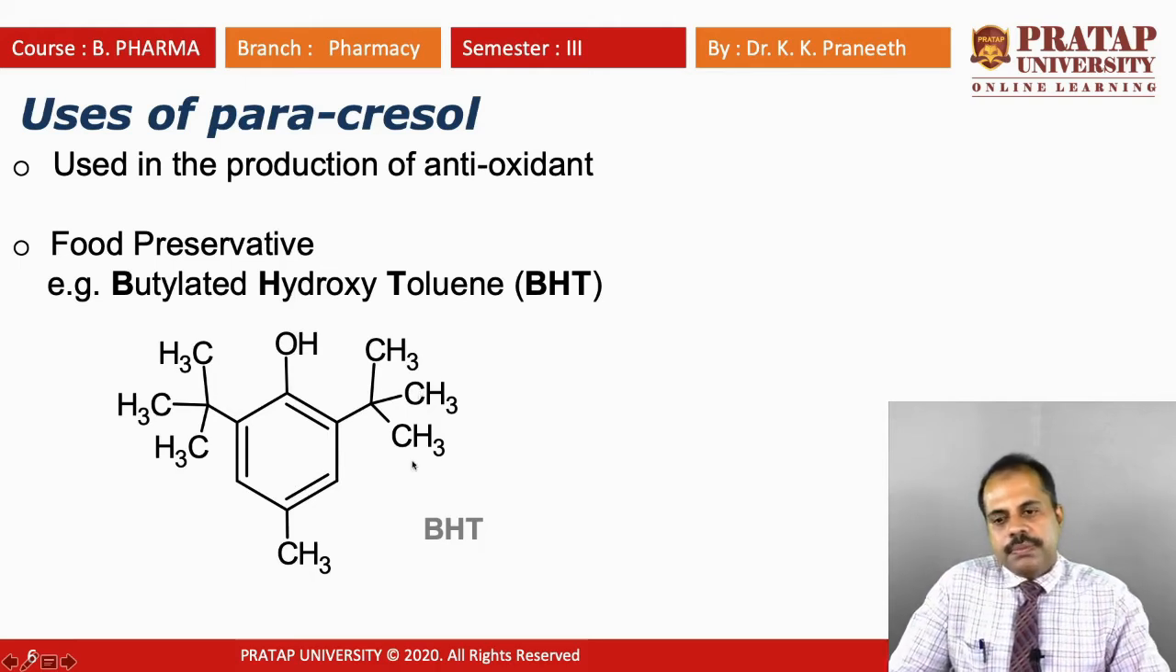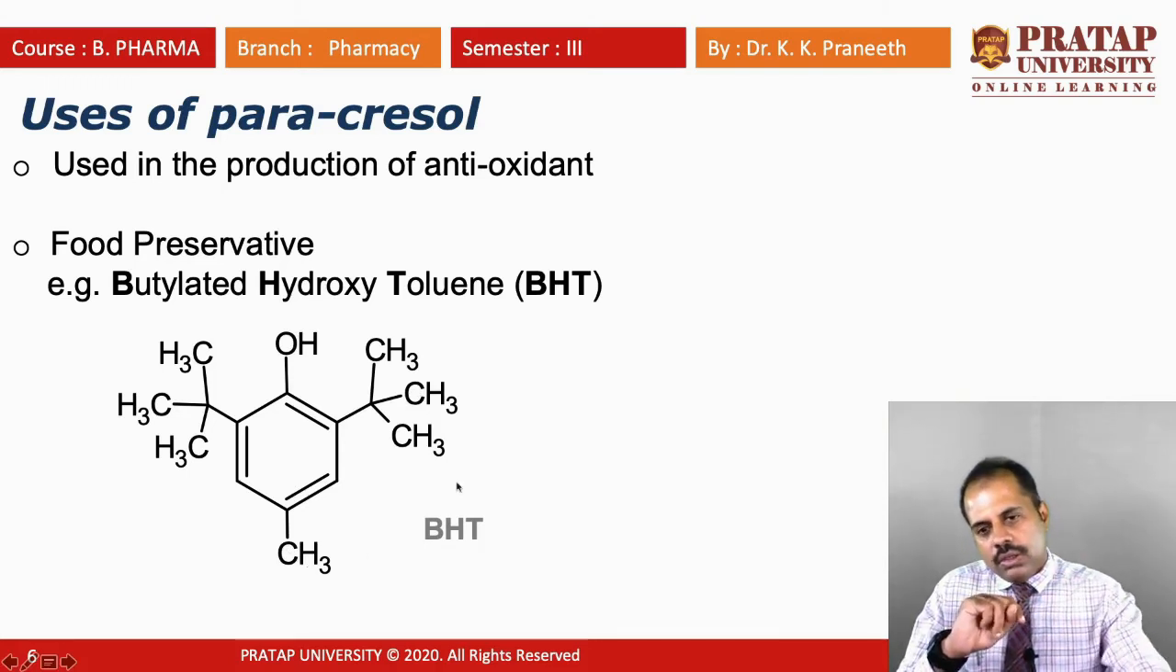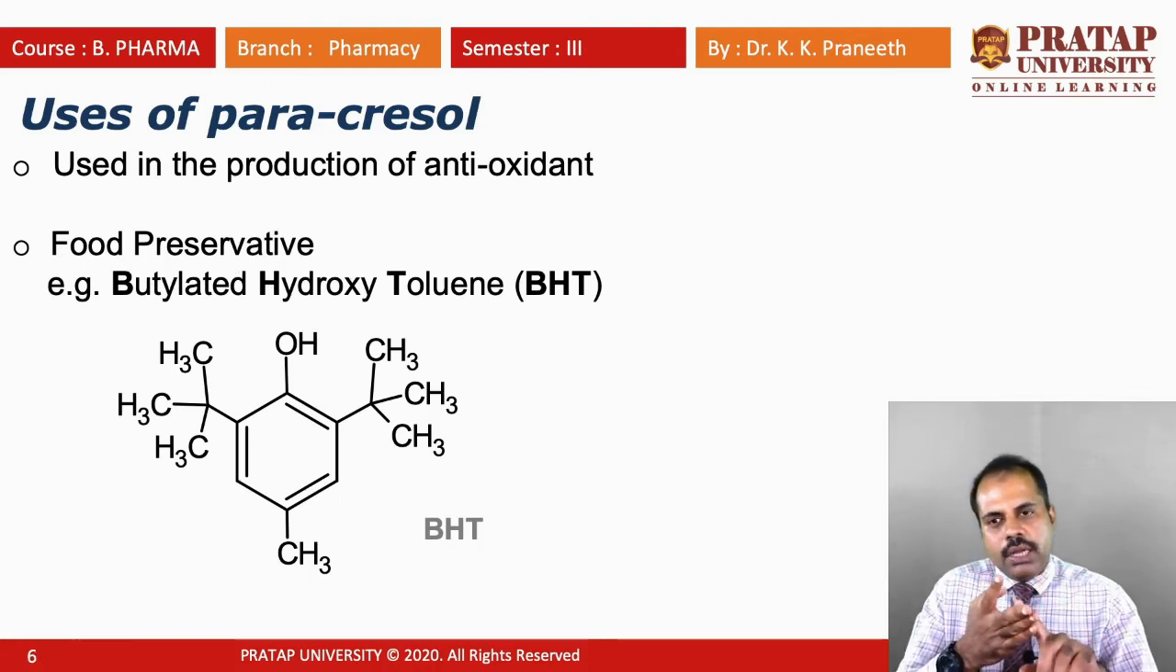So for BHT, toluene is a benzene with a CH3 group. This is toluene, and with the hydroxy, this one, it is hydroxytoluene. Butylated means it is attached with a butyl group at the ortho positions. So that is why the name is butylated hydroxytoluene, and it is used as a food preservative. So far we have seen all three, ortho, meta and para cresol, their structures, uses, their derivatives and their uses.